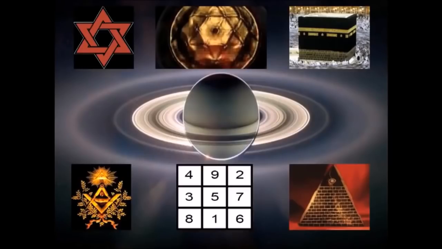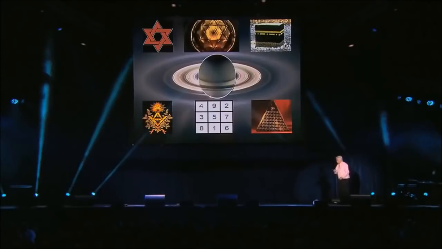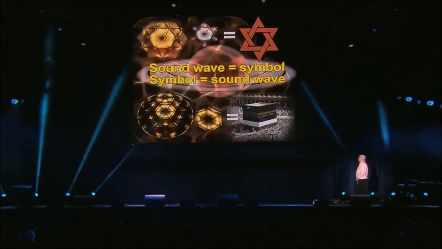And so a symbol is an expression of a sound, and a sound is an expression of a symbol. So all these symbols and this magic square numerologically, the magic square of Saturn, are all representations of the frequency of Saturn, and when they interact with our subconscious, they're locking us into the frequency of Saturn from all over the place.